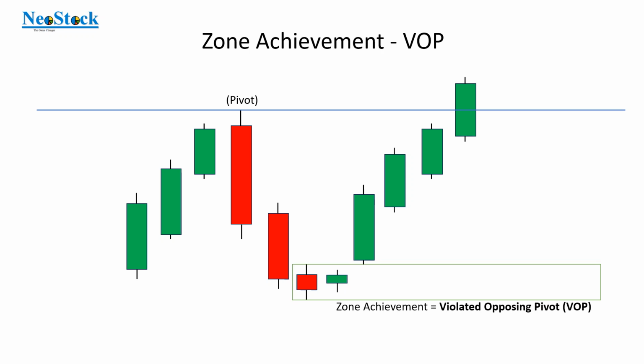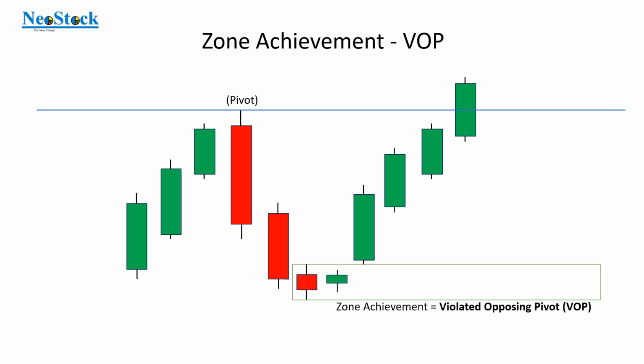Because we are not having such kind of guarantee, a violated opposing pivot cannot be trusted. He is getting an achievement, but you can't trust too much on that achievement. You can take a trade, but it is a high risk trade. You can't guarantee because the zone achievement is not clear. It is not VOZ, it is not violated opposing zone, it is violated opposing pivot. So you should be very careful when a zone achievement is violated opposing pivot.